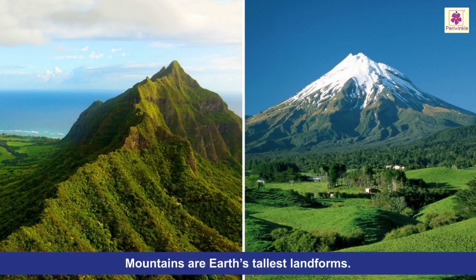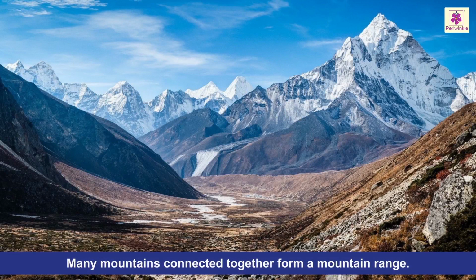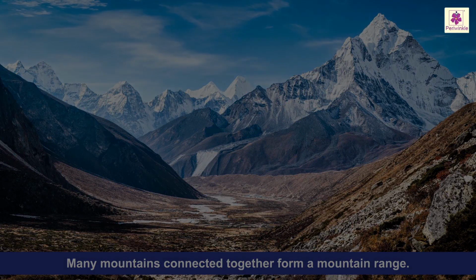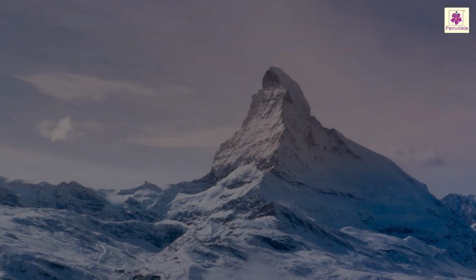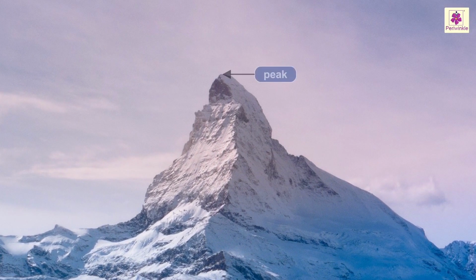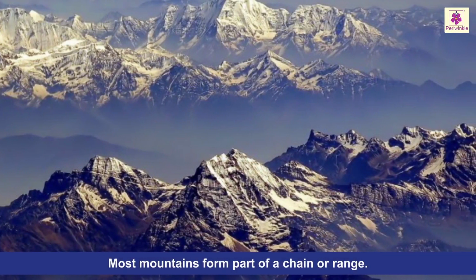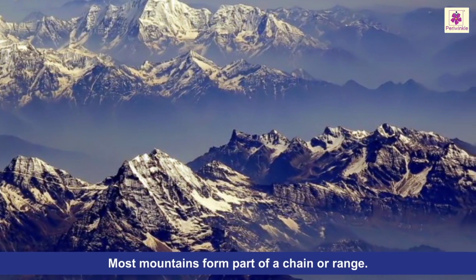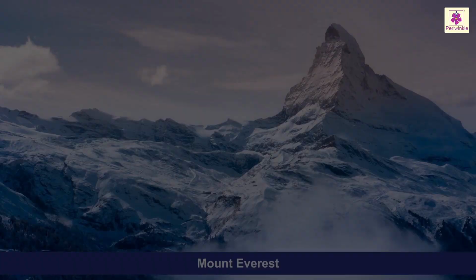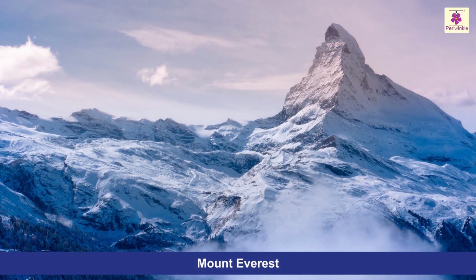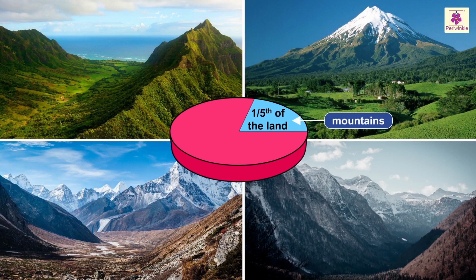Mountains are Earth's tallest landforms. Many mountains connected together form a mountain range. The topmost part of a mountain is called its peak. Most mountains form part of a chain or range. Mount Everest is the highest mountain on Earth. Nearly 1/5 of the land surface on Earth is covered by mountains.